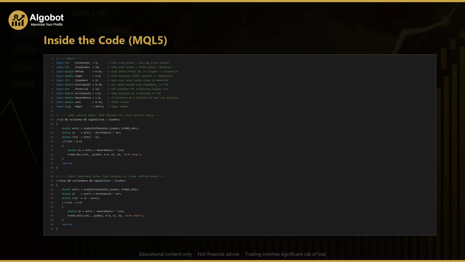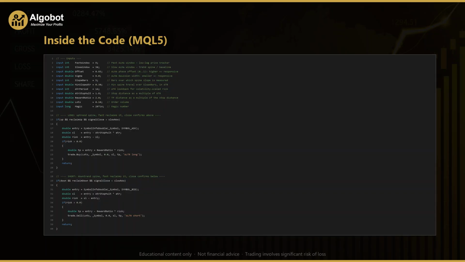The short block is the mirror. If down and reclaim down, and the signal close is below slow now, the entry is taken at the bid. Here the stop loss sits above the entry by the same ATR multiple. The risk is measured as stop minus entry, and the take profit is placed the reward multiple below entry. Then trade.sell sends it. Notice both sides return immediately after ordering, so only one signal acts per bar.